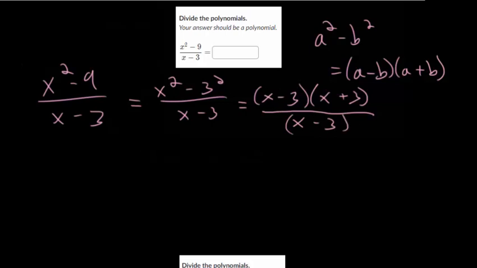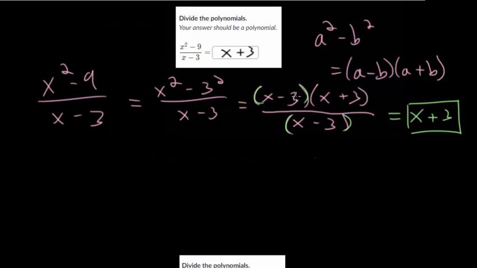But notice we have an x minus 3 in the top and an x minus 3 in the bottom. And so we can divide. X minus 3 divided by x minus 3 is just 1. So our final answer here will just be x plus 3. We're able to simplify this down to just a linear expression here. So we can put x plus 3 into the box.